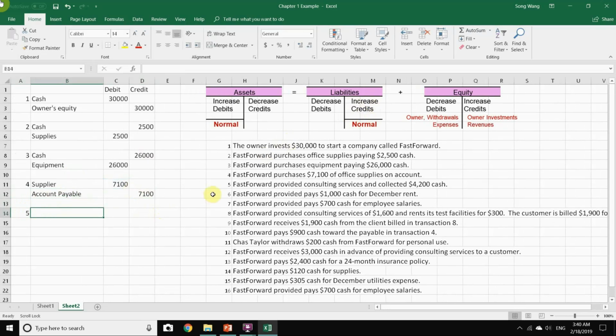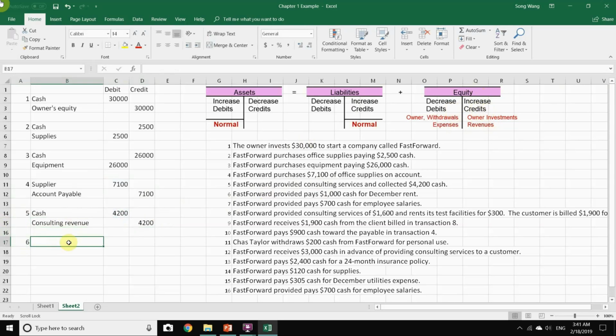Number 5, the company provide consulting service and collect $4,200 cash. So here basically it's about cash got an increase, that's a debit, and then you have consulting revenue being earned, and that's a credit for equity. Okay, as you can see, that's a revenue. This is under equity. So when that increases, that's a credit.